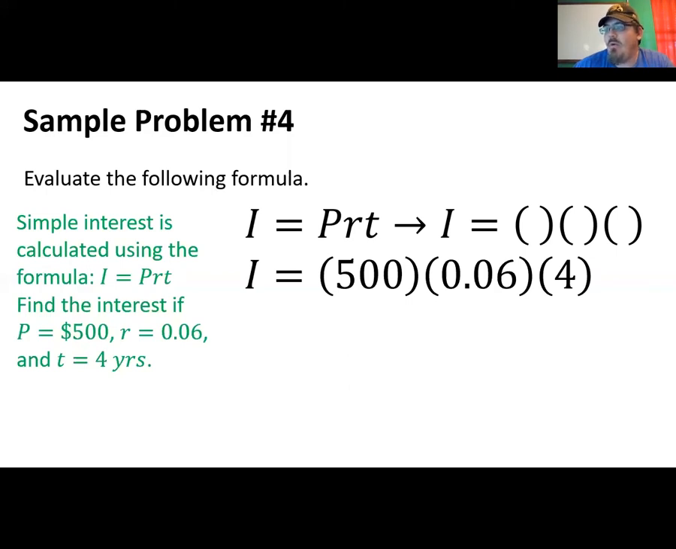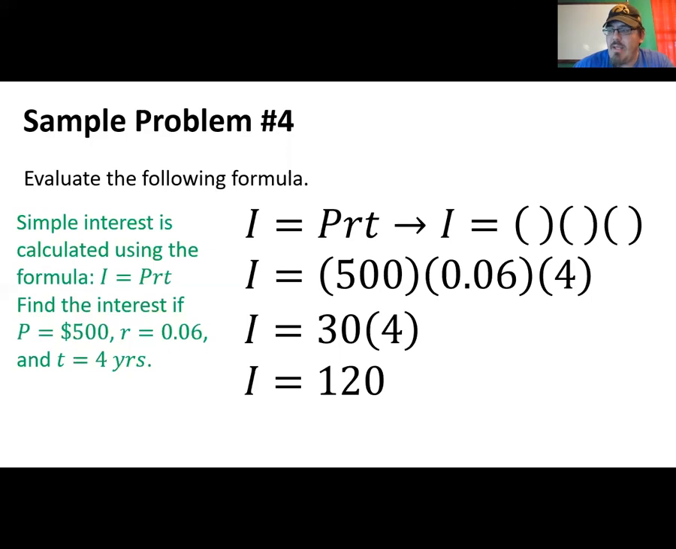And now we want to go through order of operations. There are no parentheses to simplify further and no exponents. So now we go multiplication from left to right. 500 times 0.06 is 30. 30 times 4 is 120. Interest is talking about money, so our final answer is $120. And there you go. We've just solved, or evaluated, the formula for interest.